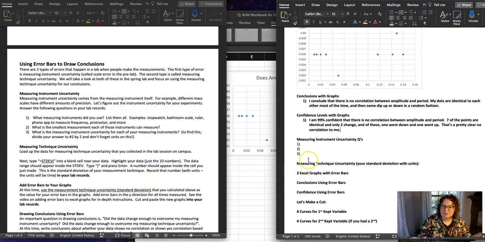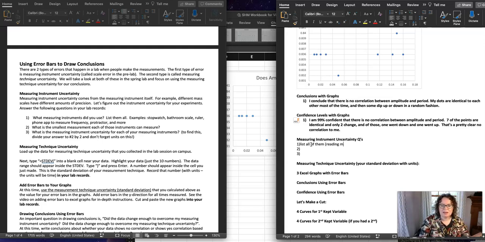All right, we're ready for measuring instrument uncertainty. This is identical to the pendulum lab. What measuring instruments did you use? List all of them, okay? So all of them. One mistake I see a lot in the pendulum labs is people just list one measuring instrument. Maybe it was the one I mentioned in the video, and then they don't list the other measuring instruments that they used. So you definitely used in the spring lab at least 3 different measuring instruments, okay?